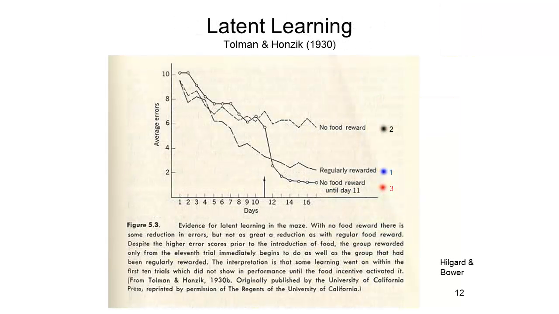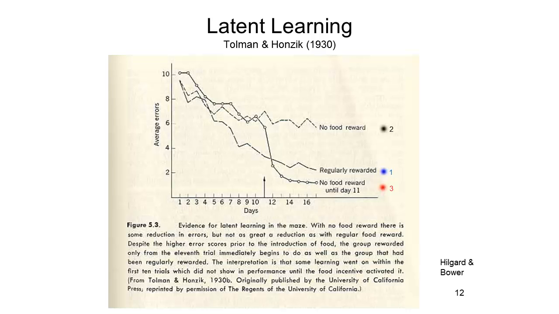In one classic experiment by Tolman and Honzik, there were 3 groups of rats. Group 1 was rewarded on every trial with food in the goal box. This is, of course, a standard instrumental conditioning procedure. It's no different from the sort of thing that Thorndike or Skinner would have done. As expected, this group showed a gradual reduction in errors. They took less and less time over the successive trials to make their way from the start box to the goal box where they were fed.